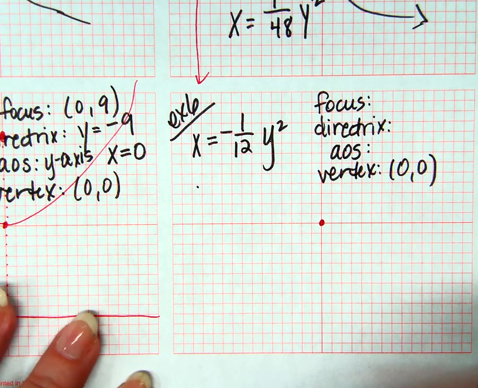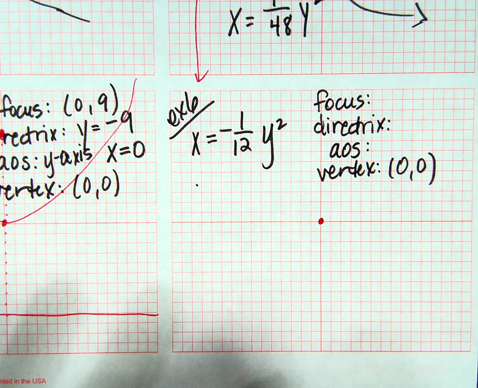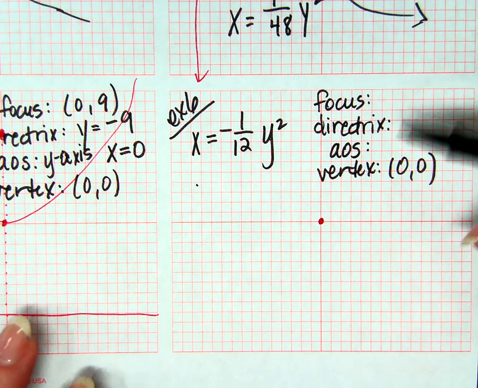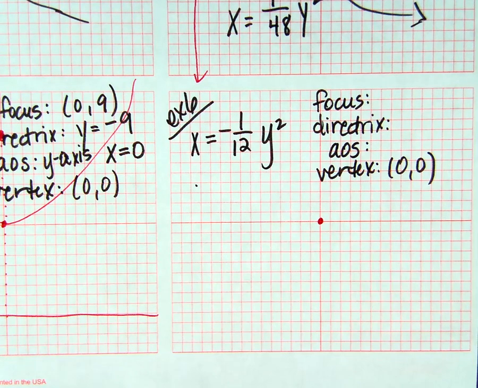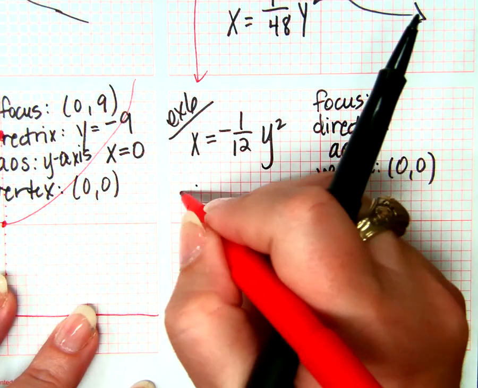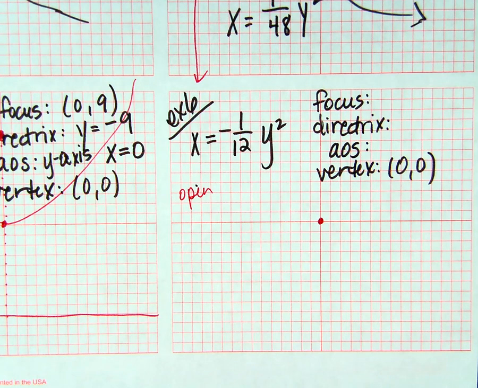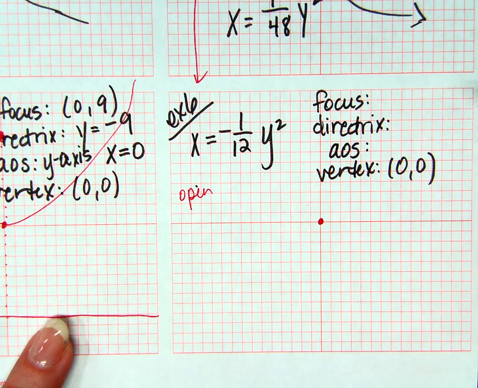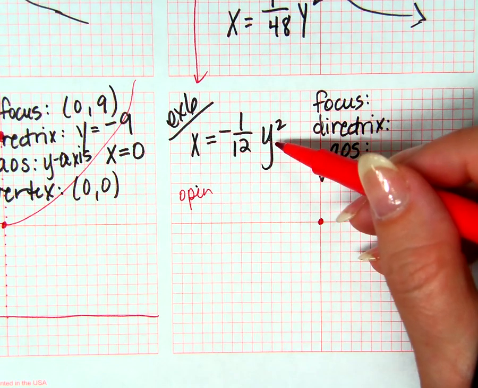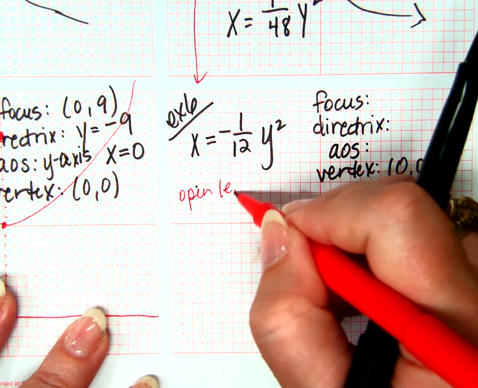Okay. What else do we need to know? Well, we need to know all these things, but what do we need to know first before we can do any of these things? We can talk about which way it opens. How does it open? It's either down or left because it's negative, right? So that's a good observation. But which variable is squared? Is that what we're used to? No. So we know it opens left.